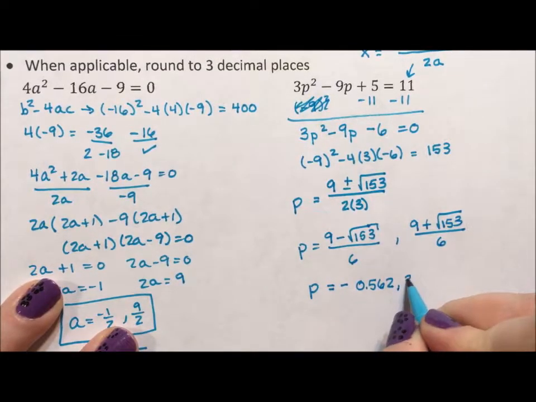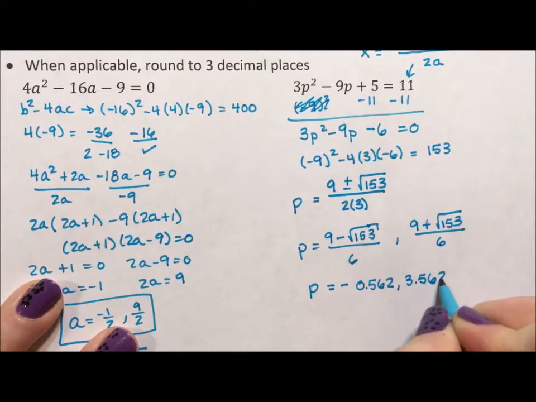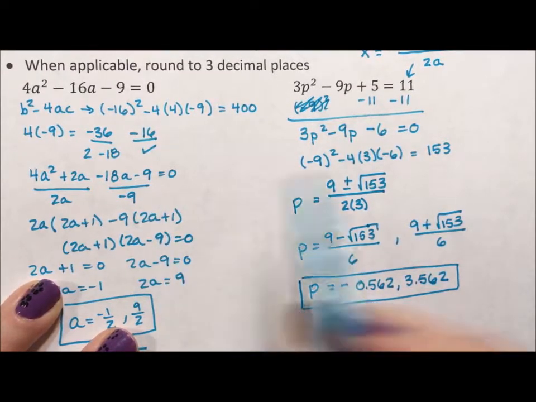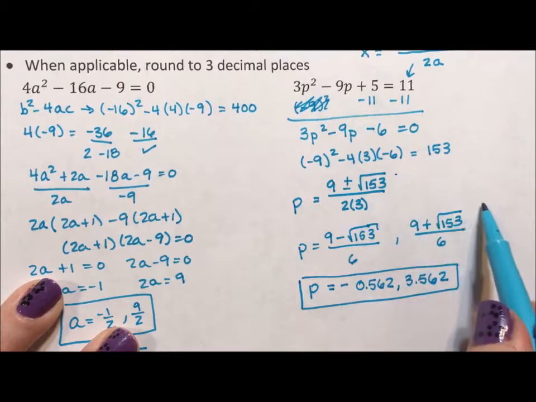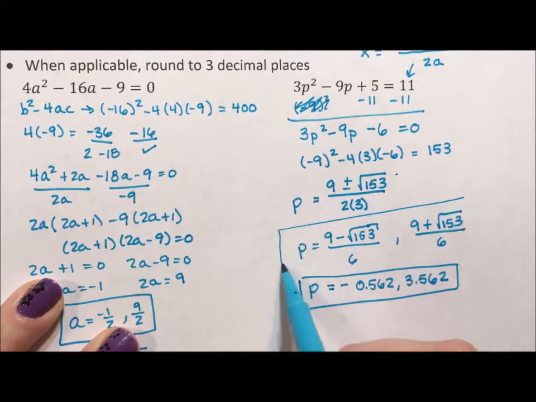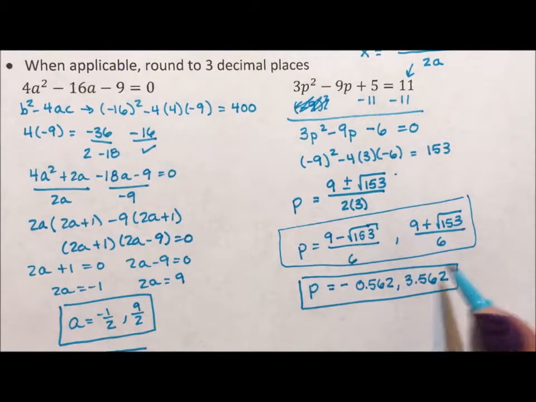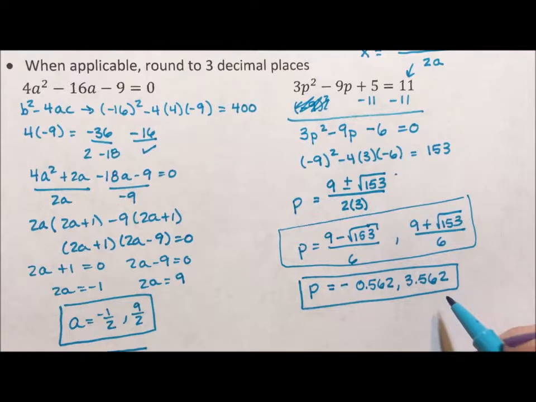Or p is equal to 9 plus the square root of 153 over 6, which, if we put this into our calculator, is 3.562. If this was something you were required to do without a calculator, this would have been the final answer right here. But with a calculator, we can go to the precise answer. Actually, I guess this is more precise, the rounded answer.